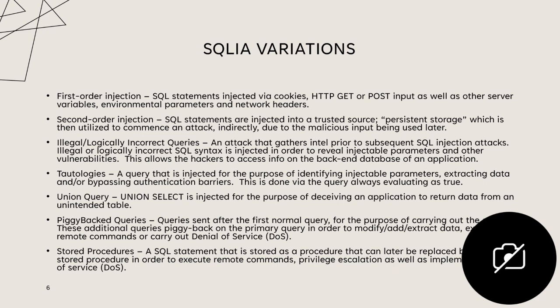Following union query is piggybacked queries. These queries are sent after the first normal query for the purpose of carrying out the attacks. These additional queries piggyback on the primary query in order to modify, add, extract data, and so forth, carry out remote commands, or even denial of service attacks.